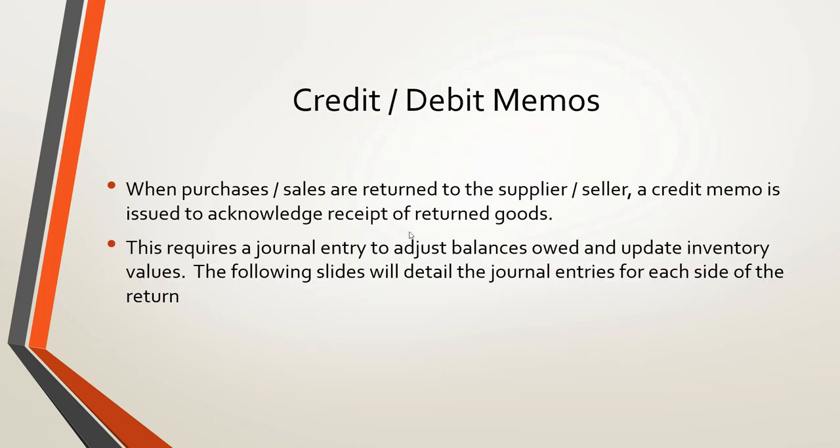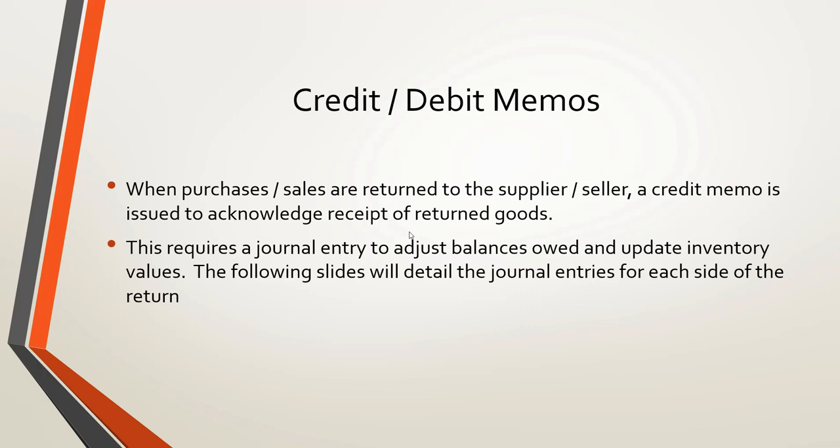Next topic, credit and debit memos. So businesses that offer merchandise on account or otherwise oftentimes receive that merchandise back because the purchaser did not want it or for some reason it didn't meet their needs. And so when merchandise is returned, we have these credit memos that are issued and debit memos. So there are two sides to this.